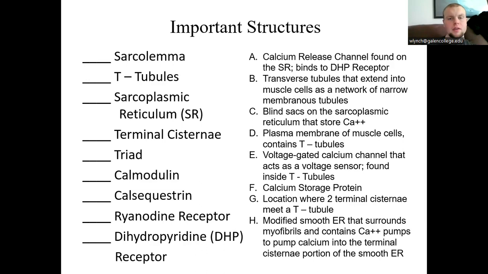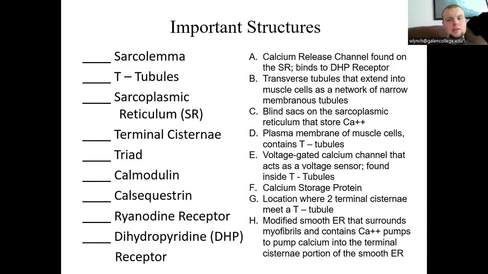Now let's work back through those. The triad is going to be the location where 2 terminal cisternae meet at a T-tubule. Sarcoplasmic reticulum is going to be basically what we would call the plasma membrane of the muscle cell. So we see that here. See the triad, just went over that. Calmodulin. Calmodulin is there to modulate calcium. Calsequestrin is going to be there to sequester calcium. Then we have two receptors, a ryanodine receptor and a dihydropyridine receptor.